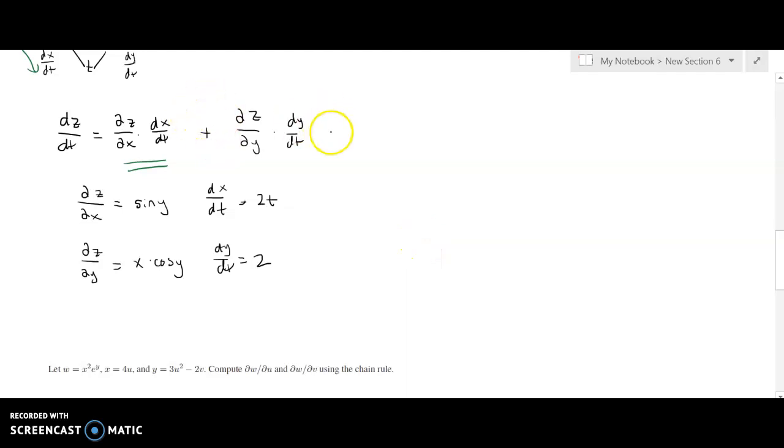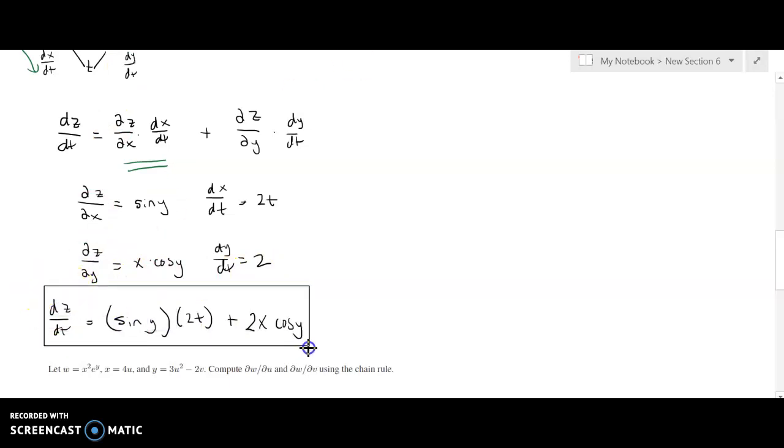So we need to now compile all of these, and we are going to come up with dz dt equals dz dx, which is sine of y, times dx dt, which is 2t, plus dz dy, which is x cosine y, times dy dt, which is 2, so I'm going to write that as 2x cosine y. We could rearrange terms, we could reverse the order of multiplication, but ultimately this would be our answer if we were to compute it by using the chain rule.